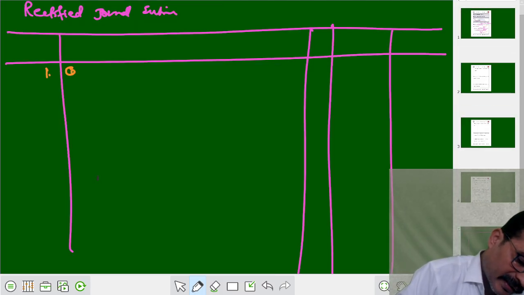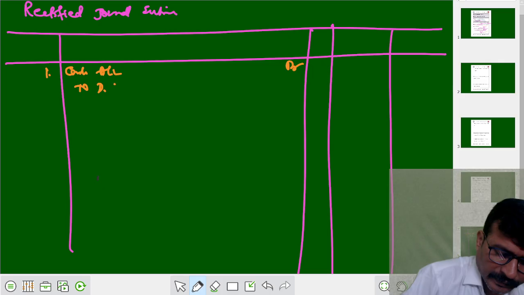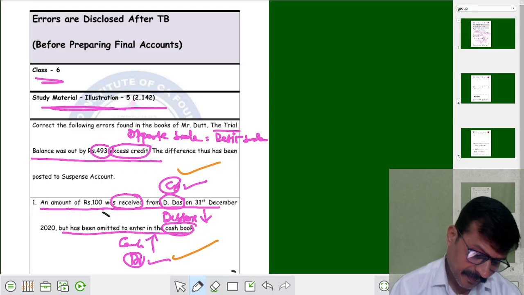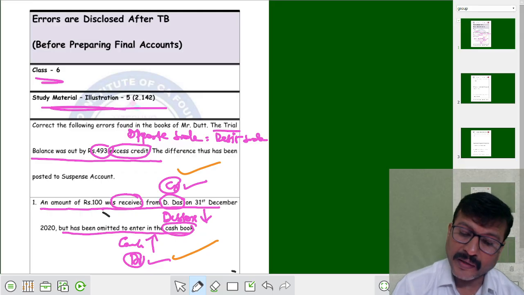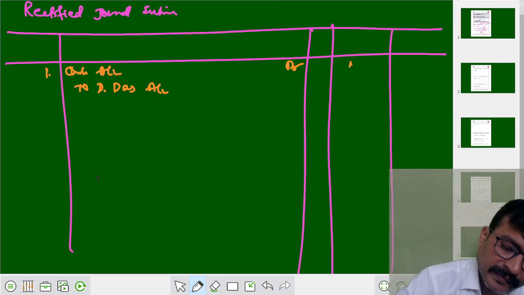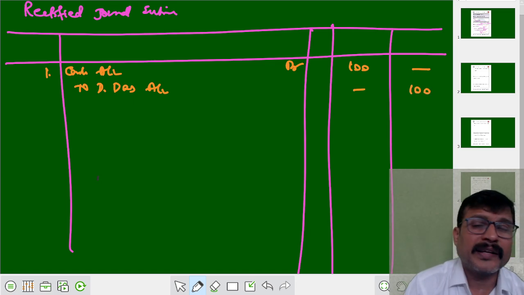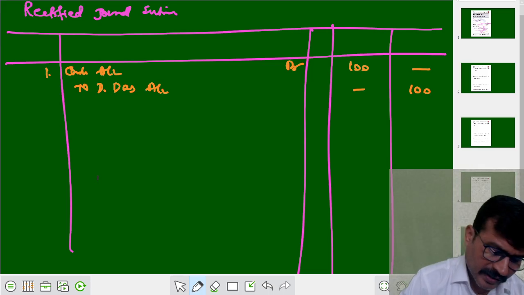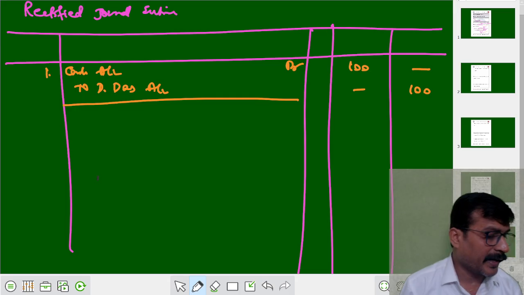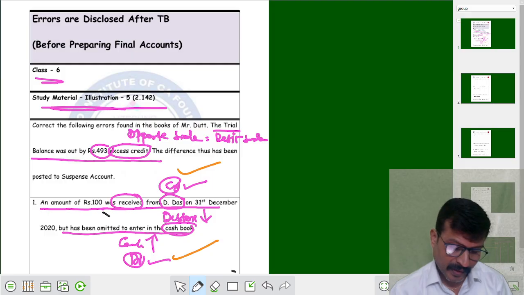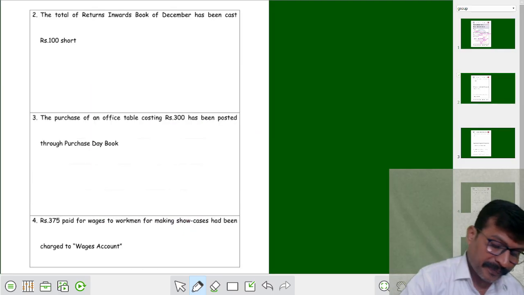So let us write: cash account debit to D Das account. Tell me how much amount we have to record. It is an amount of rupees 100, right? So you record 100 dash 100. Being cash received from D Das is now recorded. That should be your narration. Okay, fine. Let me move on to the second one.